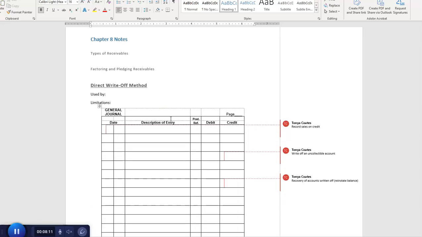So you can follow along with the note pages that I have. We've discussed the types of receivables. We've talked about factoring and pledging receivables. And this is the direct write-off method. It is used by smaller companies that follow the cash basis. The limitation of this is that the expense related to that revenue is reported in a different time period, so our expenses do not match the time period that our revenues were recorded.